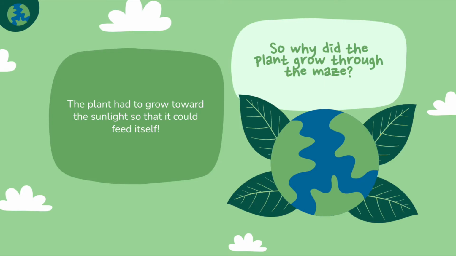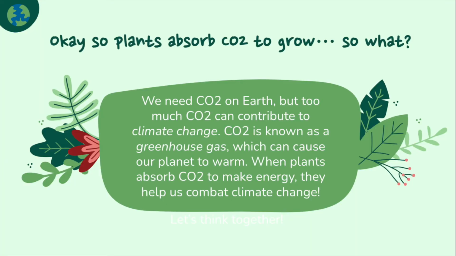So now that we've planted our beans, we have to figure out how our plants grew through the maze. Well, the plant had to follow the sunlight to be able to create food and grow, so the sunlight led it through the maze. We also learned that plants absorb CO2 in order to grow.